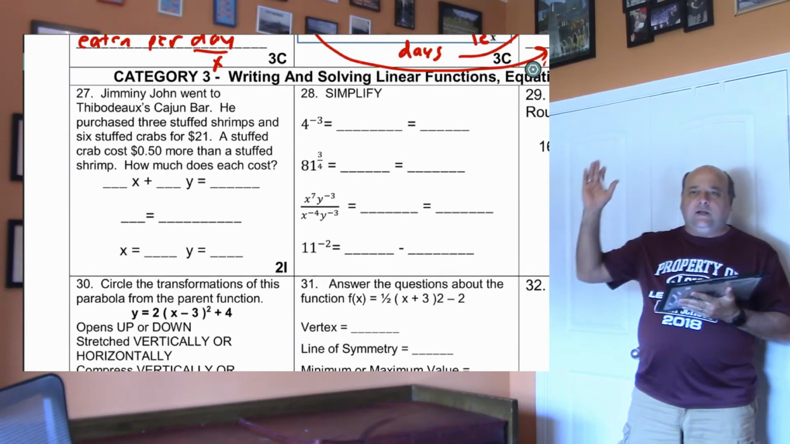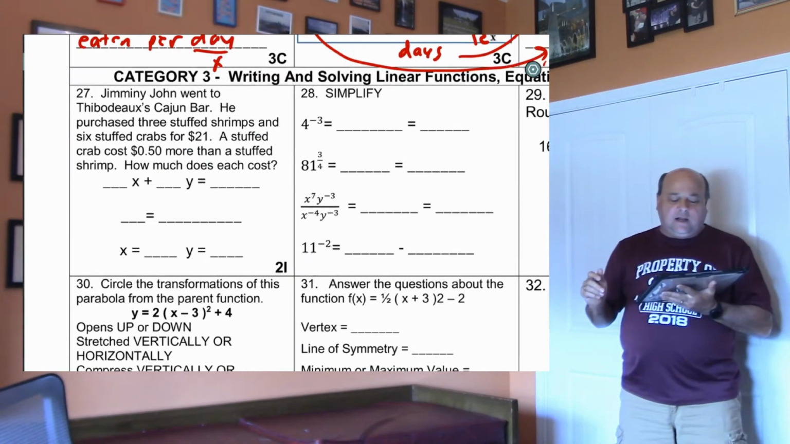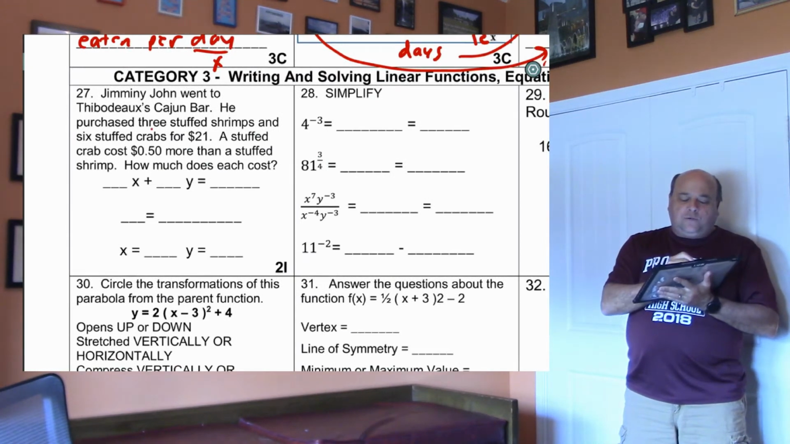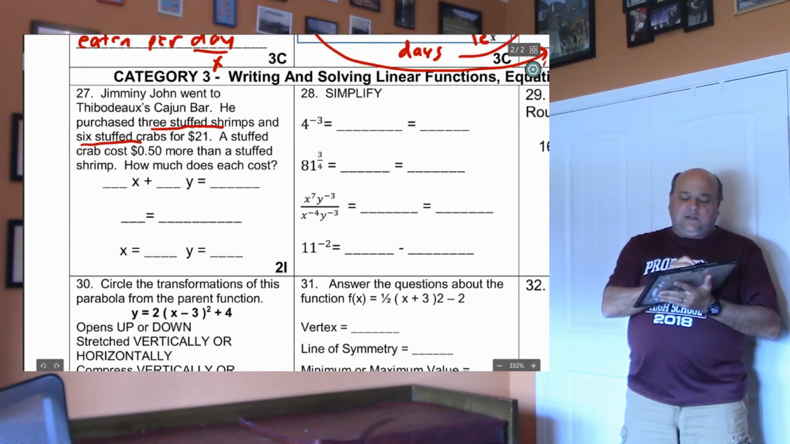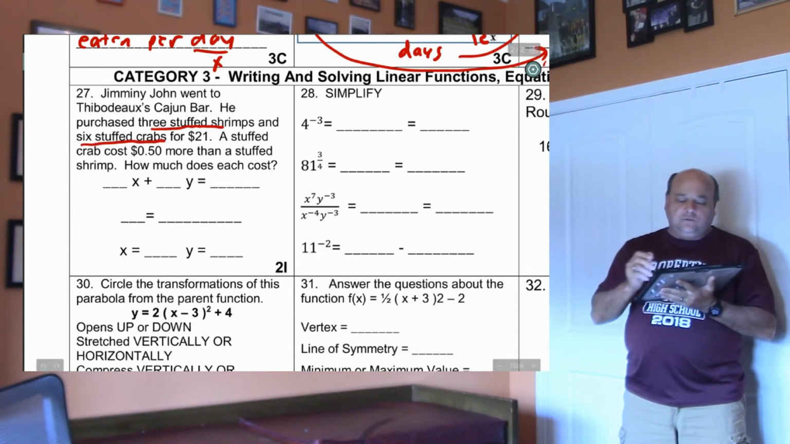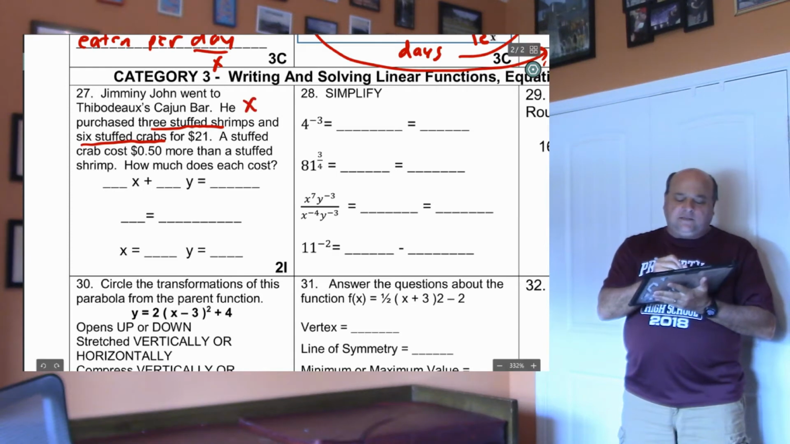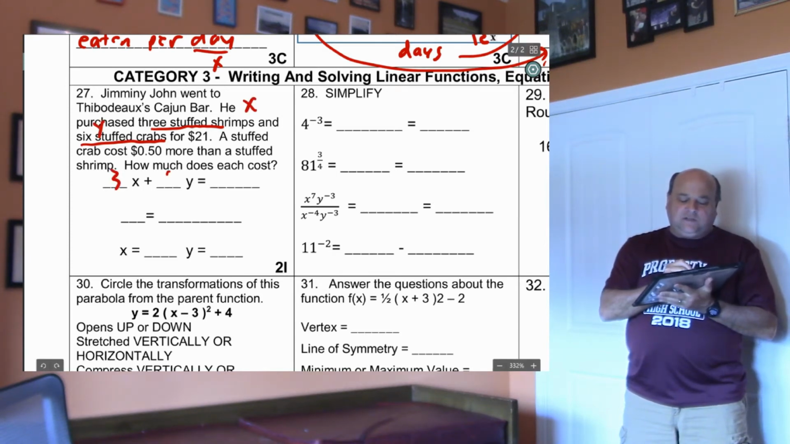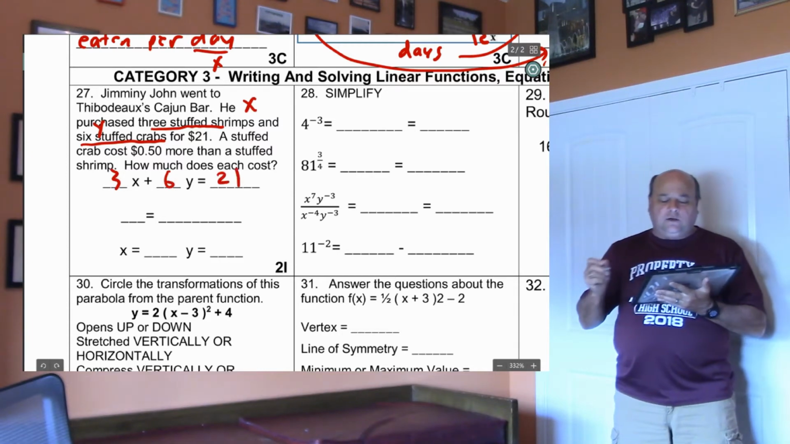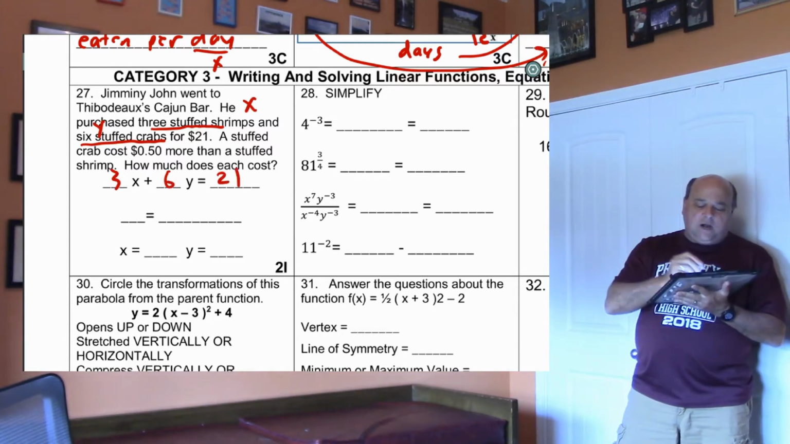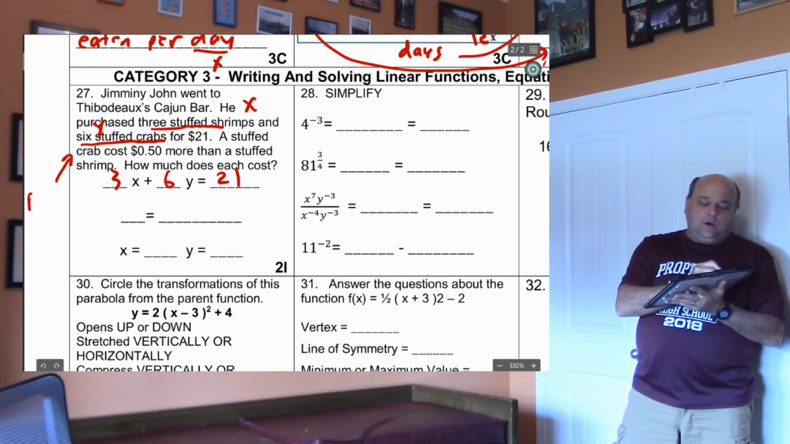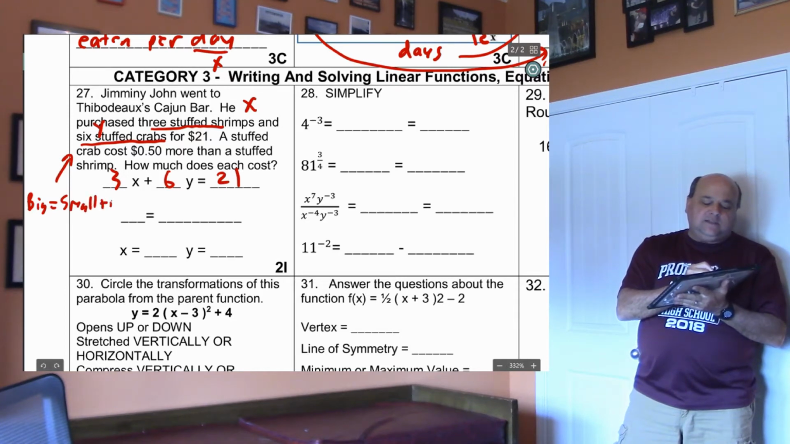Let's go down to number 27. I'm going to let you solve this on the calculator. We'll set it up together. 3 stuffed shrimps and 6 stuffed crabs. So stuffed shrimps are x, stuffed crabs are y. So 3 stuffed shrimp, 3x, plus 6y is $21. A stuffed crab costs more than a stuffed shrimp. Remember, when you have this, you want to set it up as big equals small plus difference. That's the easiest way to do it.